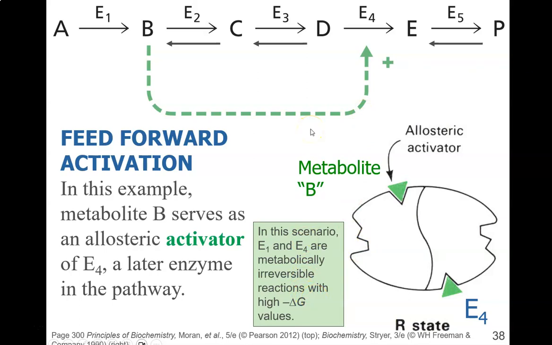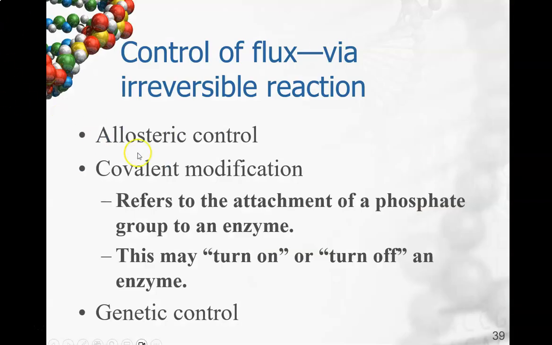So this is how I would correctly draw this pathway, where A goes to B, and I only have an arrow in one direction because E1 can be allosterically inhibited by product P. E2, E3, and E5 are all reversible, but E4 is not. And E4 is another place where I regulate the pathway, where E4 can be stimulated by metabolite B. So that's a way of carrying out allosteric control.